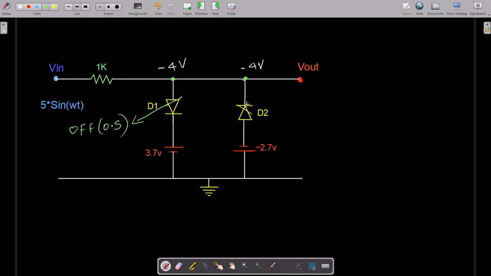Talking about diode D2, we are providing higher voltage to the P side of the diode, minus 2.7 volts. Minus 2.7 volts is obviously greater than minus 4 volts. So we are providing higher voltage to the P side, and this is our N side of the diode, and therefore diode D2 will remain on. That means it will act as a closed switch, and thus it will allow the current to flow.